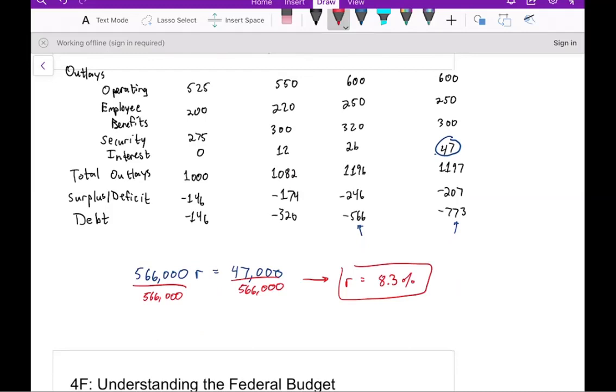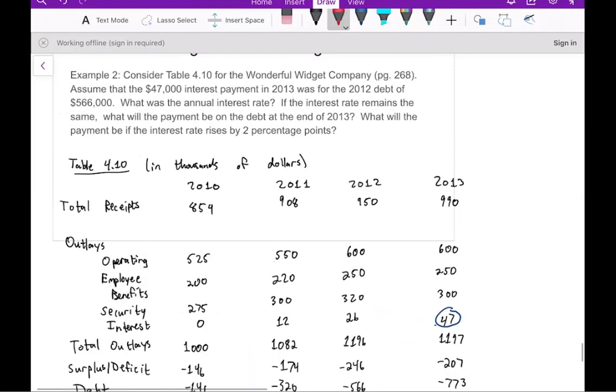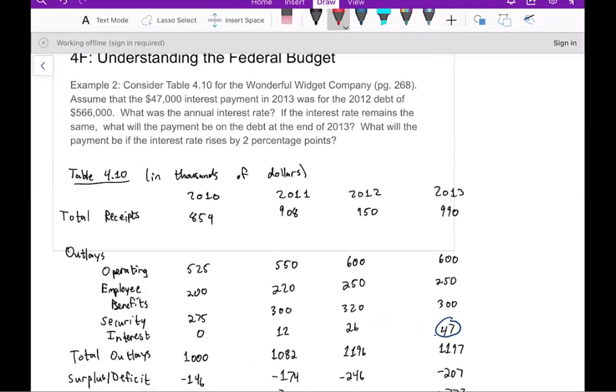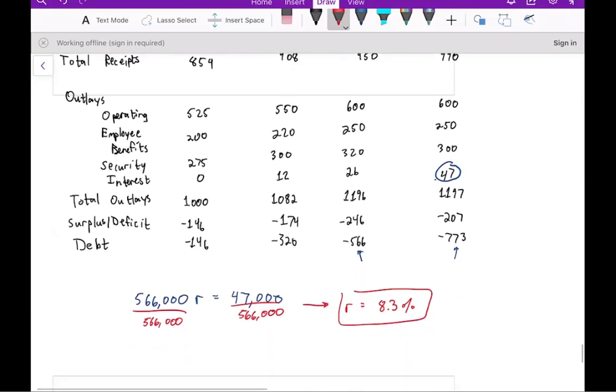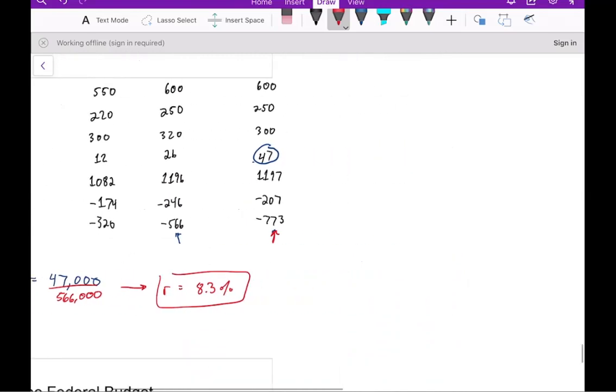Okay. So now the next part of this is that if we were to assume that the interest rate remains the same, what would the payment be on the debt at the end of 2013? So then we would need to figure out, well, what's 8.3% of 773,000? 773,000 times 8.3% or 0.083.